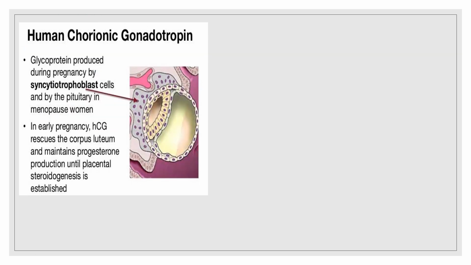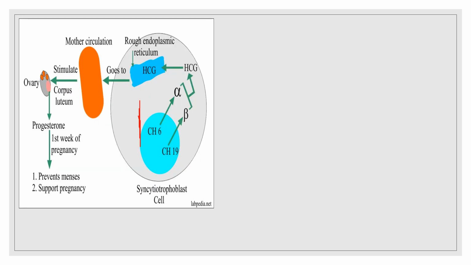Now, human chorionic gonadotropin, from which part of the placenta will it be synthesized? It will be synthesized from the syncytial trophoblast. After secretion from it, it will enter into the maternal circulation. It will stimulate the corpus luteum of the ovary, and that will increase the secretion of progesterone. Progesterone will prevent the menstruation and support the pregnancy. So this is very much needed.